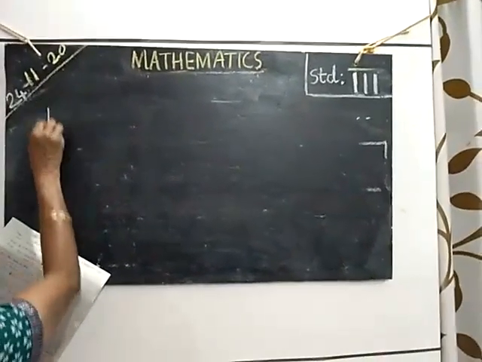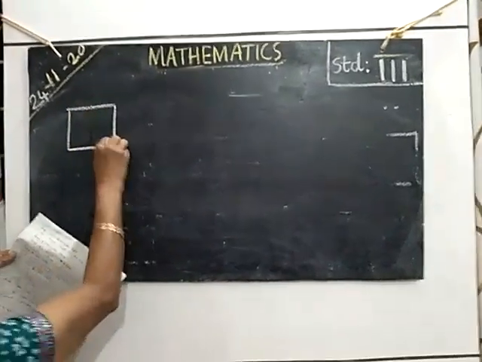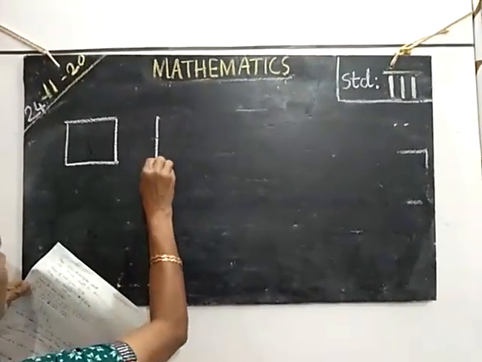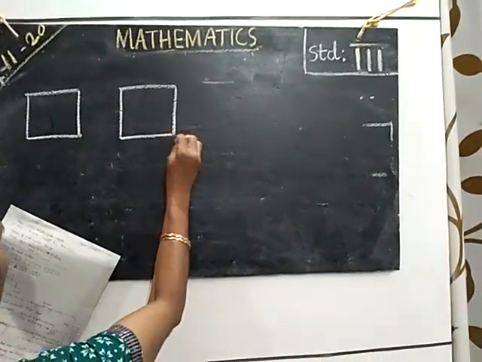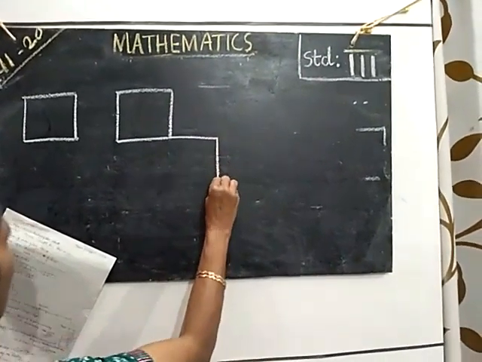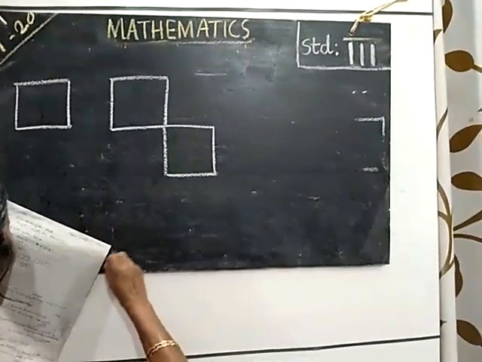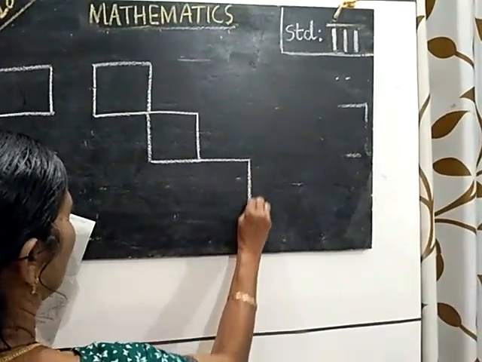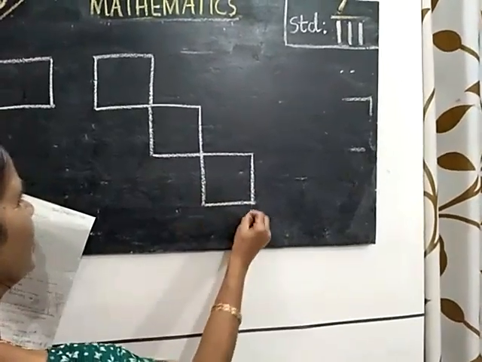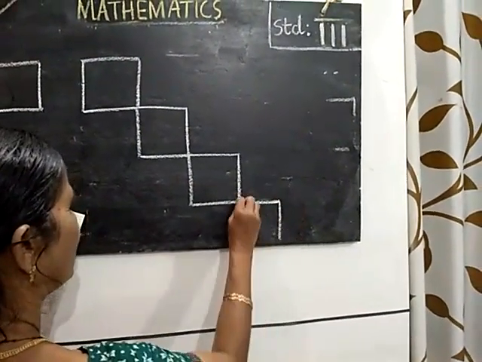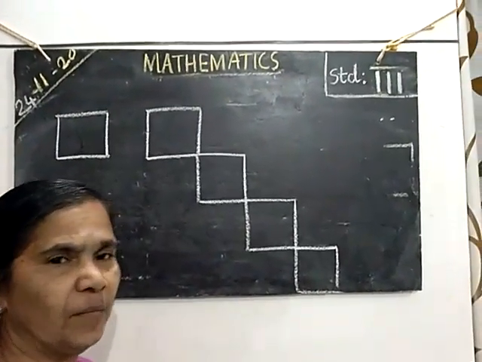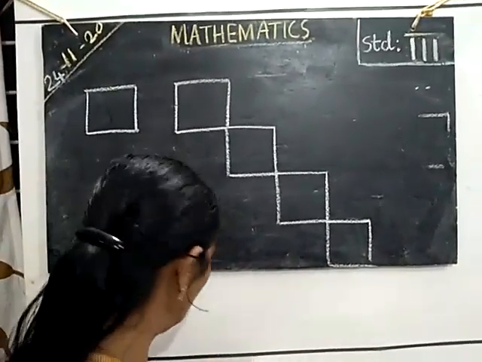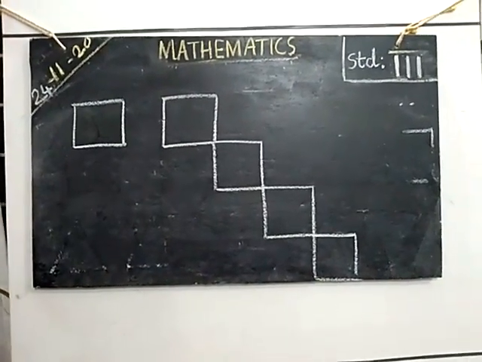We can draw one square like this. Then another square like this. Joining that, from starting here, you can draw another square like this. Again, start from here, draw another square. Then, starting from here, draw another square. We can continue drawing squares, and if we can adjust, we can make a picture. Then you please try to draw some squares.